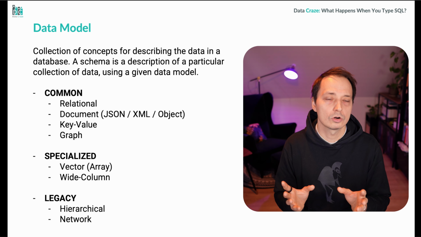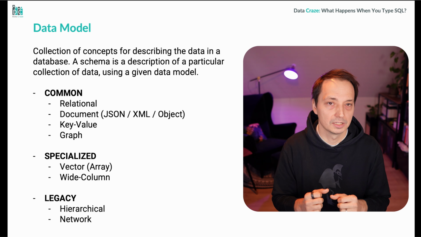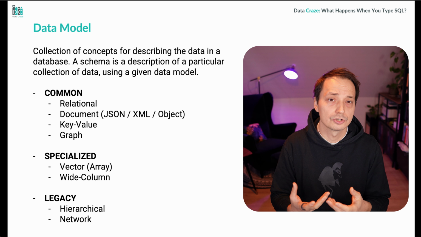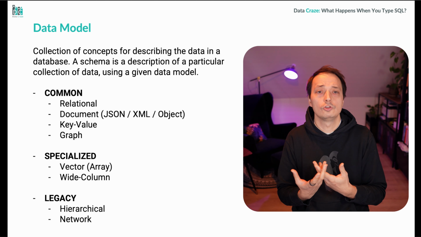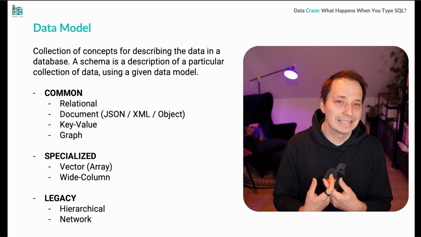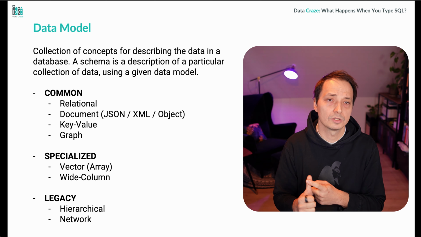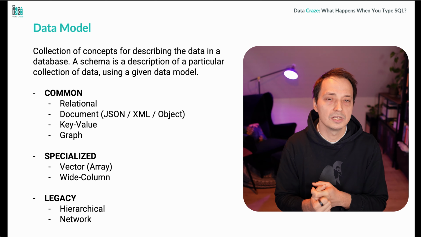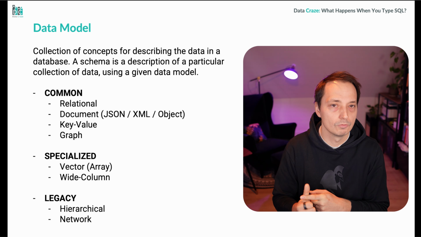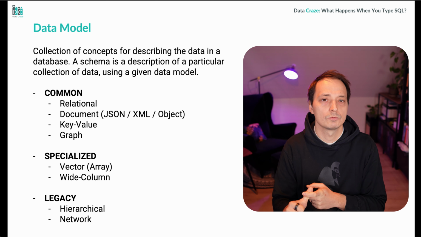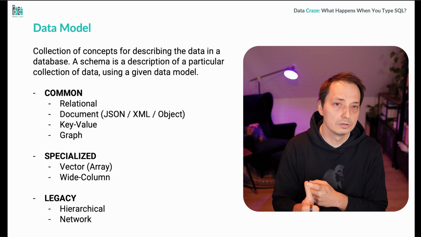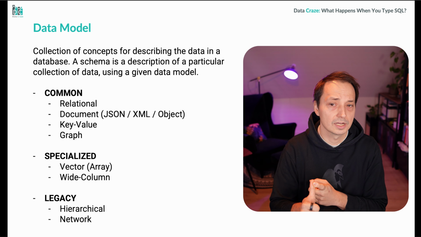But this is more of a specific case of a data model. In more general terms, a data model is a collection of concepts that are used for describing the data in a database, right? And I've divided these data models into three different groups. First one is common data models that basically each and every single one of us will face in our daily lives, daily work, etc. And under these common ones, we have relational data models, like general purpose databases with tables and foreign keys, primary keys, indexes, etc.